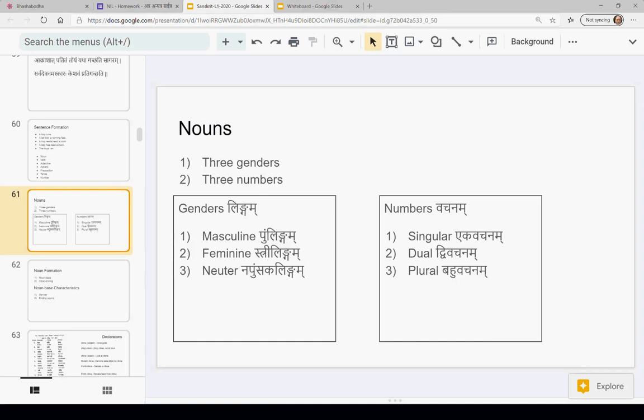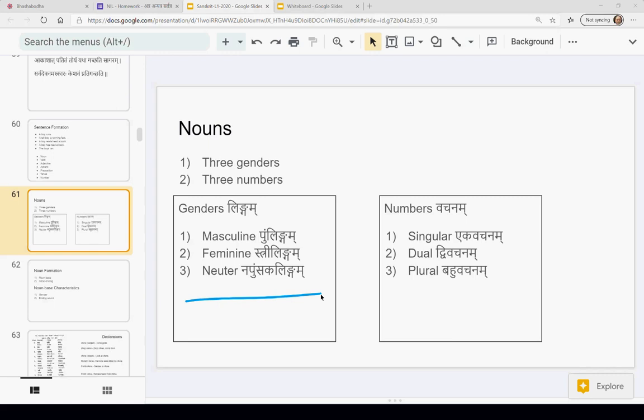Just to recap, how many genders are there? Can somebody read this in Sanskritam language? How many genders are there? Three. What are they? Pullingam, Strilingam, and Napunsakalingam. These lingams are applicable to what? Are they applicable to the words or the objects? To the word, padam, the word.